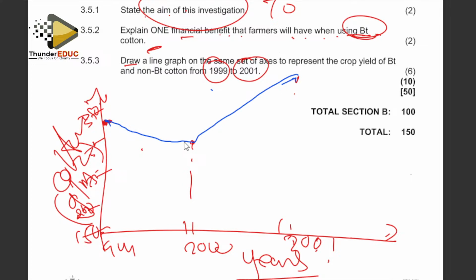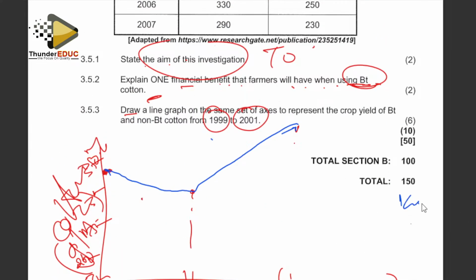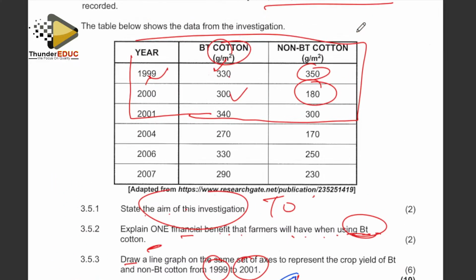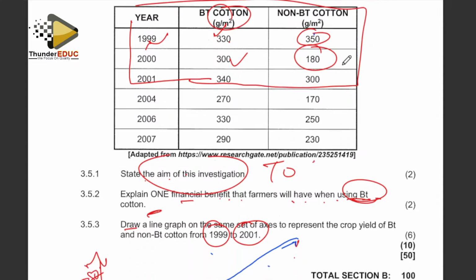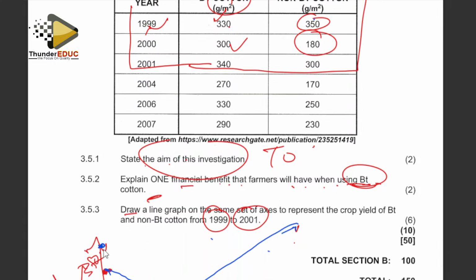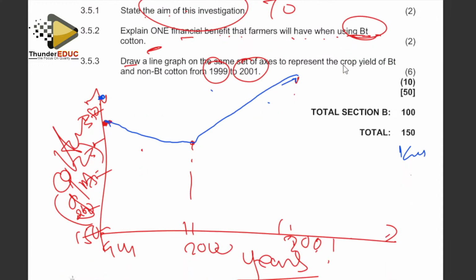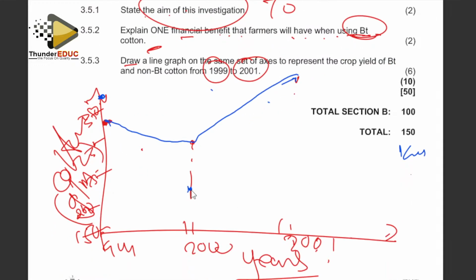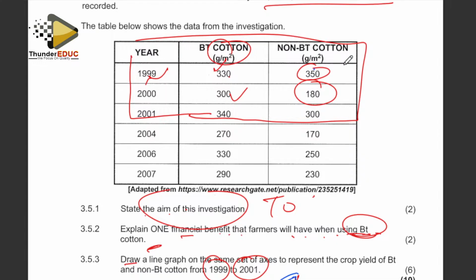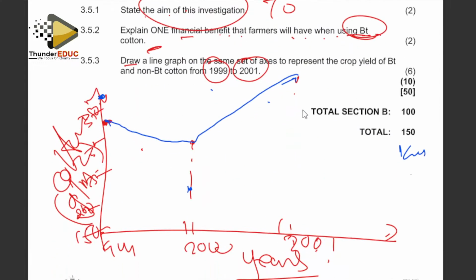Yes, you do it properly. And then I put a key. Then I have this one now. It started from 350 in 1999. 350 is around there, and then 180 on this one is around there, and then 300 is around there. So if I join them, it's going to be something like this. So the graph was supposed to be like this. Don't forget the caption here.